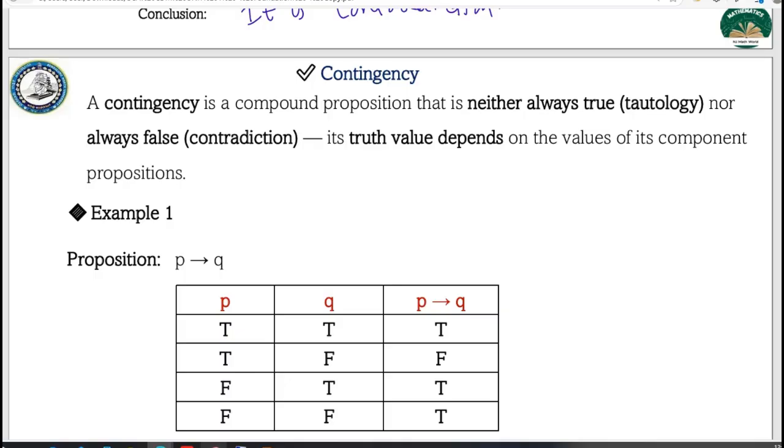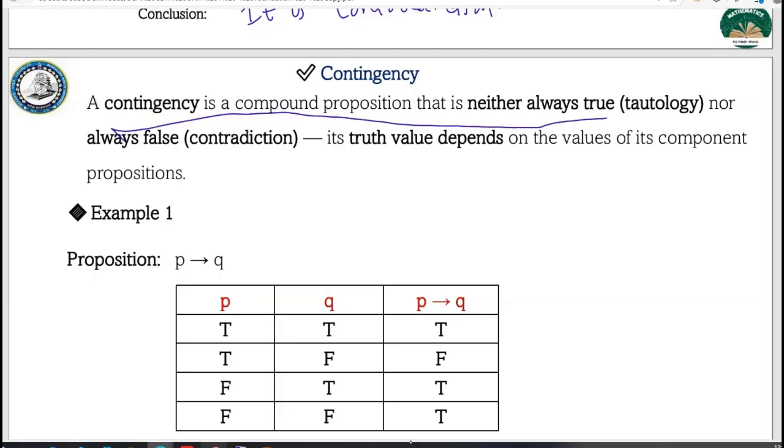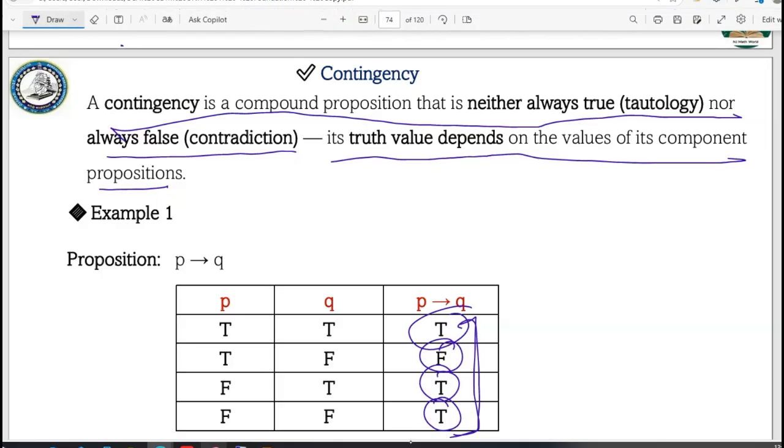For example, a contingency is a compound proposition that is neither always true, a tautology, nor always false, a contradiction. Its truth value depends on the values of the propositions. So here you can see in this last column, you have F and T, it is mixed. Whenever you have a mixture of T and F in the last column, it is called a contingency.